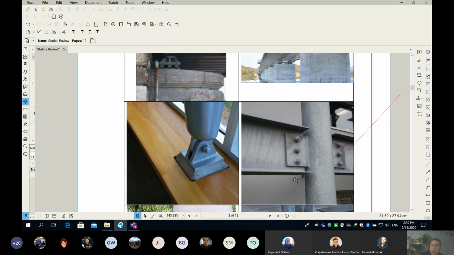However, if I cancel this bolt and this bolt, the answer here is very simple, same as the one on the left. If you have only one bolt in the middle, it means this beam can rotate, it doesn't go anywhere, which means pure hinge.